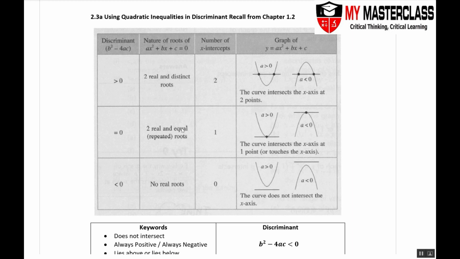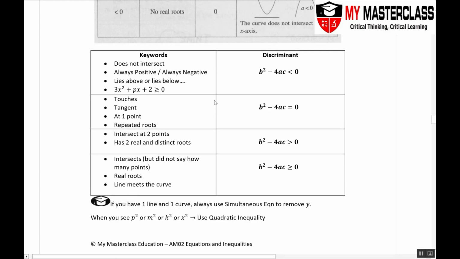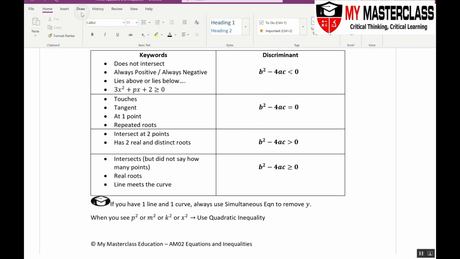Two real and equal roots means I only have one solution, and b squared minus 4ac equals 0. No real roots means I have no solutions at all, the curve does not intersect, and your b squared minus 4ac is less than 0. Previously I went through this portion with you as well. The keywords to take note: b squared minus 4ac less than 0.